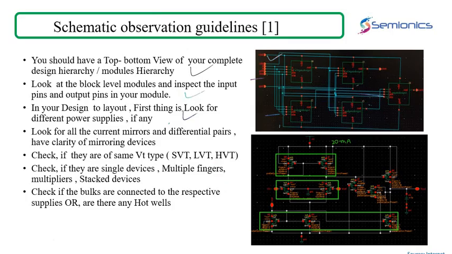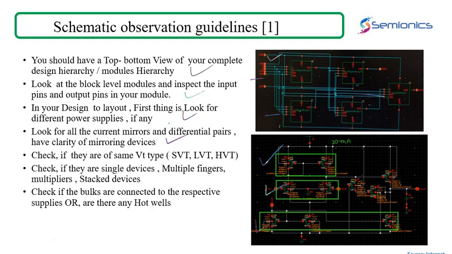So that's done. Now assuming that you're doing an analog module, look for all the current mirrors and differential pairs and have clarity of the devices. If you see in this circuit here, there is a current mirror over here. There is a differential pair over here. Again, there is a current mirror over here.